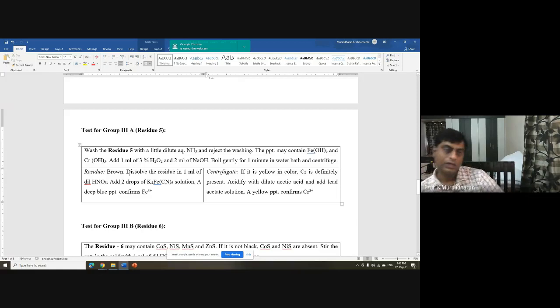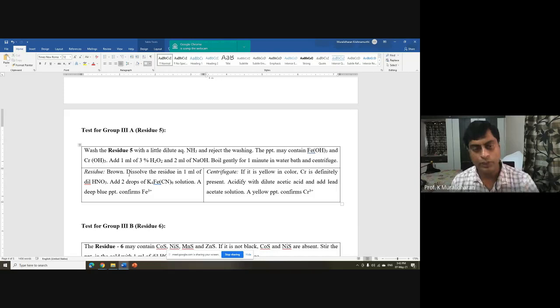You may get a different color precipitate because of some impurity present in the sample given, or you did not do proper separation, or you have not used deionized water. So these are some reasons. But if you get a precipitate, the precipitate is supposed to be brown color. Okay, so that brown color confirms the formation of iron with this reaction. If that centrifugate is yellow color, it definitely has chromium. That chromium can be further confirmed by forming a precipitate here.